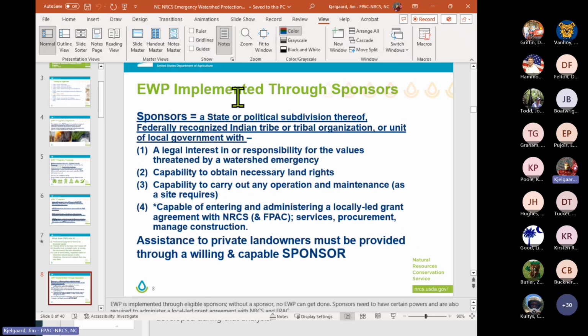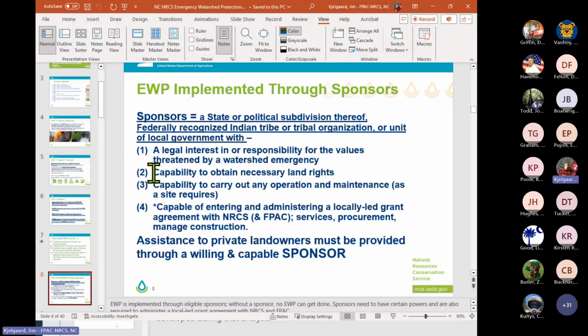Let's see. EWP implemented through sponsors. So this is different too. We don't interact with the private landowners. Our emergency watershed protection program is implemented through sponsors, and that's defined as a state or political subdivision thereof, federally recognized Indian tribe or tribal organization, or unit of local government with these criteria: 1, a legal interest in or responsibility for the values threatened by a watershed emergency.